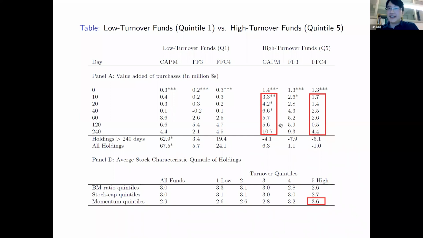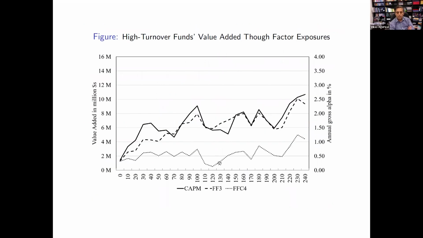Yeah, so for momentum, indeed, we find a little bit of mismatch. Maybe I will just jump to here, that's easier. Here it shows the value added of high turnover funds from their short-term holdings within a year for the CAPM, the Fama-French 3 factor, and the Fama-French-Carhart 4 factor. Based on the CAPM and the 3 factor, their value added from holdings shorter than a year stays positive and very large. But after including momentum, we can see the value added decreases a lot.